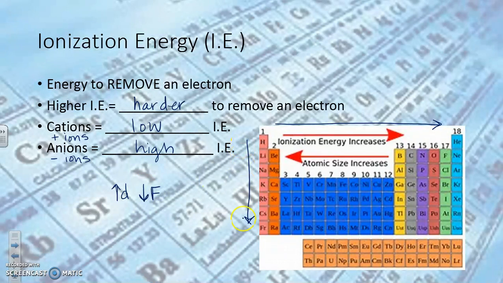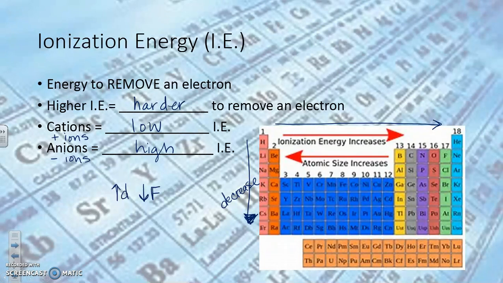So do you think as we get to the bottom of the periodic table, with that weak force on those outside electrons, it's going to be easy or hard to take that electron? If you said it's easy, you're correct. So as you go down, the ionization energy is actually going to decrease or get less. And why? Because there's a weaker Coulombic attraction.